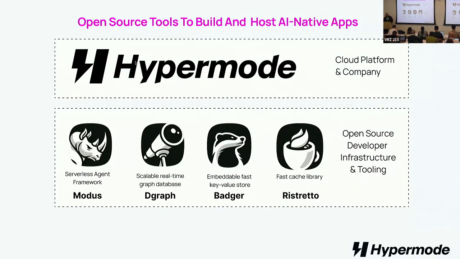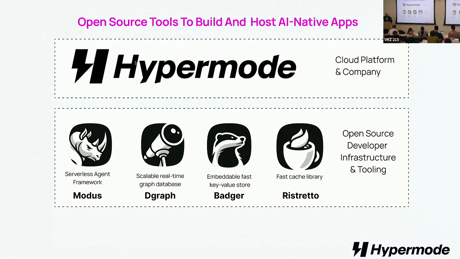So I work for this company called Hypermode. We are really an open source company that is focusing on giving you all of the tooling that you need to put AI into production. That's the high level, but really our goal is to build these open source tools to enable developers to build AI native applications, AI agents, things like that. Our core open source portfolio is Modus, which is a serverless agent framework. We'll talk about that in a minute. And the Dgraph graph database.